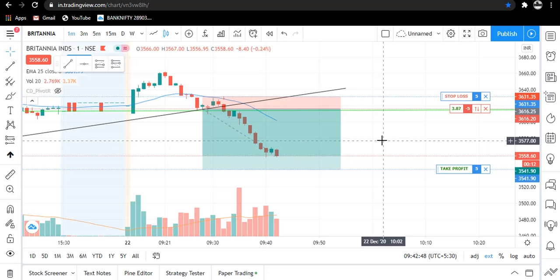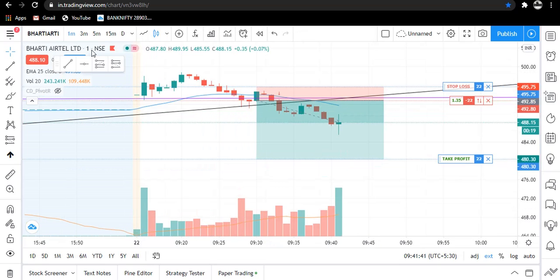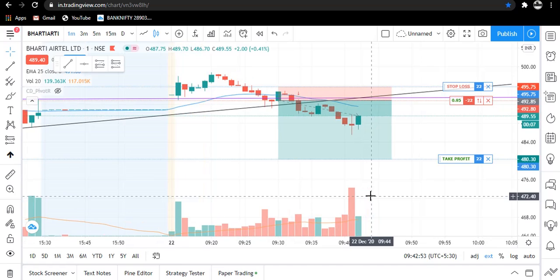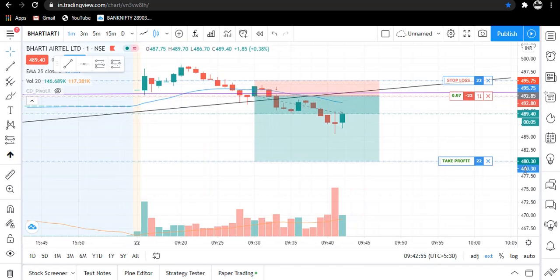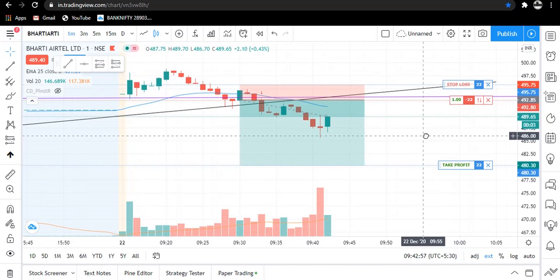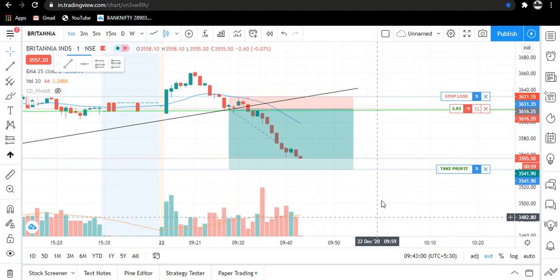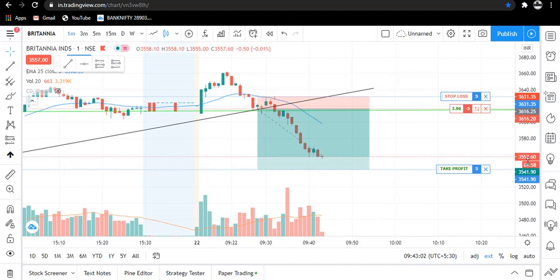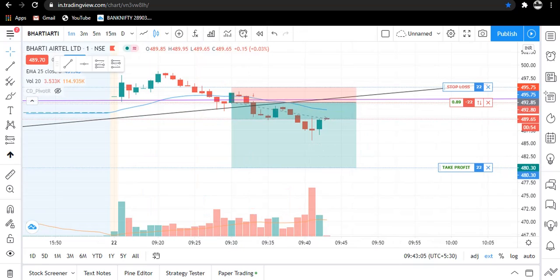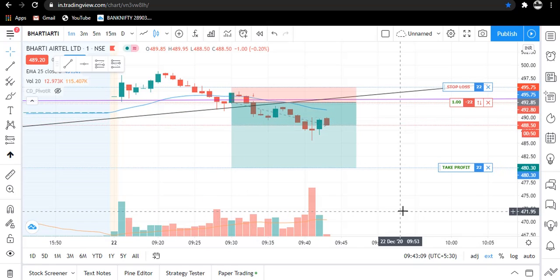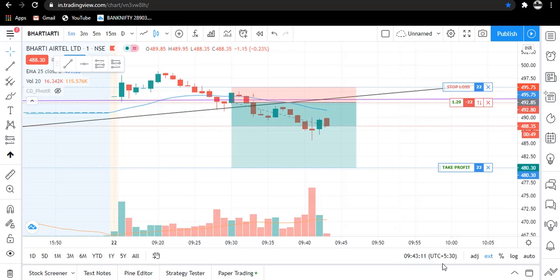We are just about to hit our target, and in Bharti Airtel we are not very near to our target, but the trade is going very good. So this is our today's trade traders. This was today's setup, and now I'm pausing the video, and when it hits our target or a stop loss, I will update you.